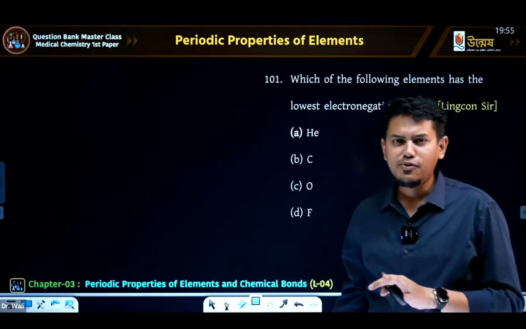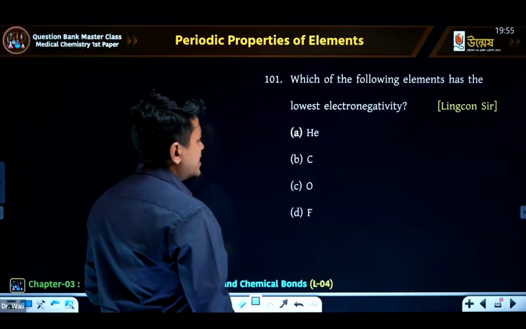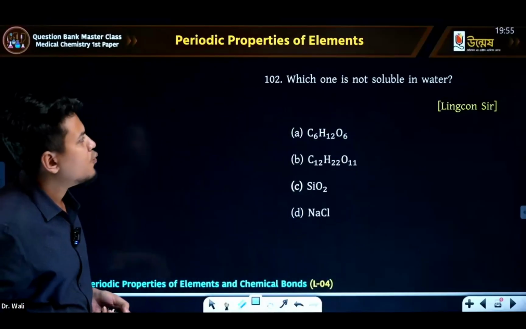I think you will not face any more difficulty in determining what is electron affinity, what is ionization energy, what is electronegativity. It is easier. Which of the following elements has the lowest electronegativity? It should be helium. Why? It is located at the rightmost side, and it is zero in fact.